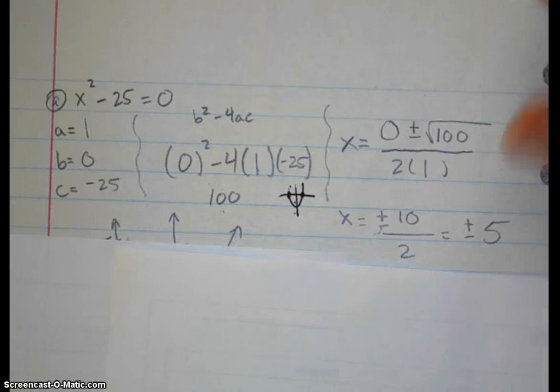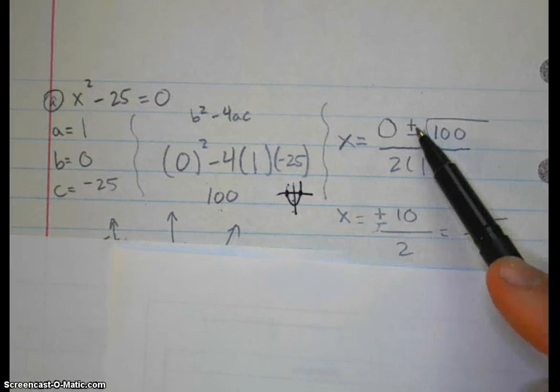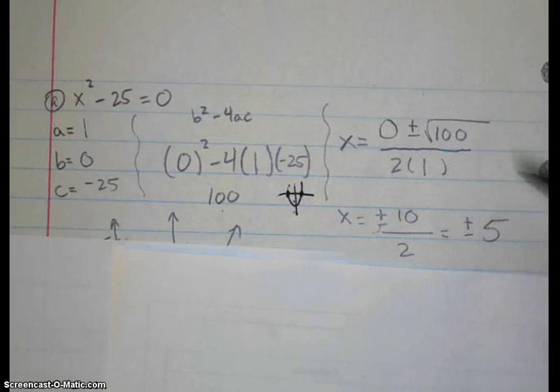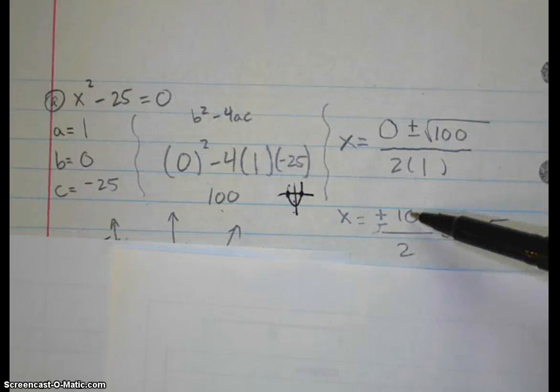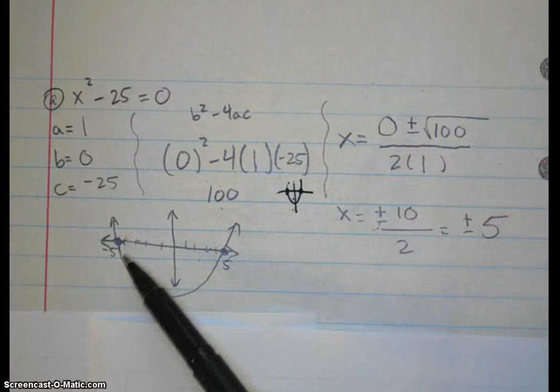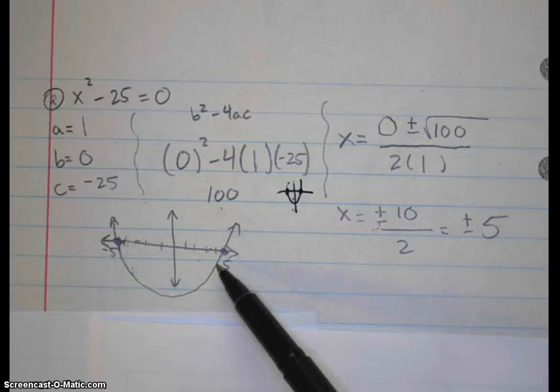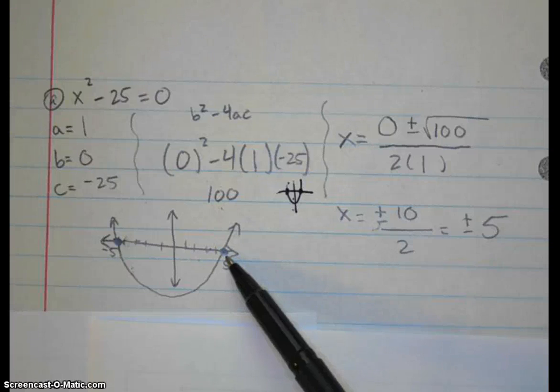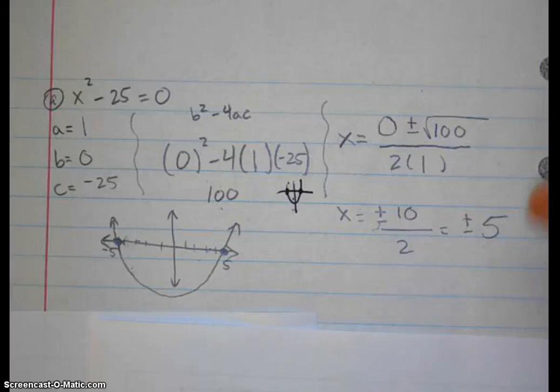So x is plus or minus 10 over 2. So I have x equals positive 5 and x equals negative 5. If I look at the graph, at x equals negative 5, that's where my parabola will cross the x-axis, and where x equals positive 5, that's the second real solution of where my graph crosses the x-axis.